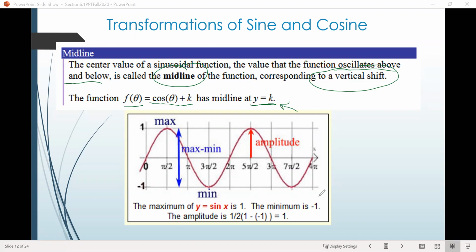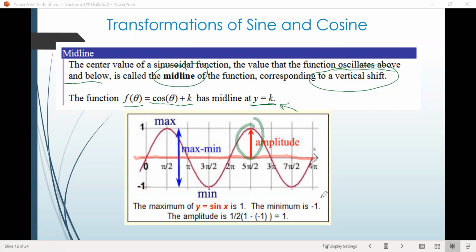All right. And then we also have a special name for that distance that the function oscillates above and below the midline. So here in this picture that I have down below, notice there's my midline, and they have labeled that distance that the function is going above or below that midline as the amplitude. And you can also see here a way to find the amplitude of a function.